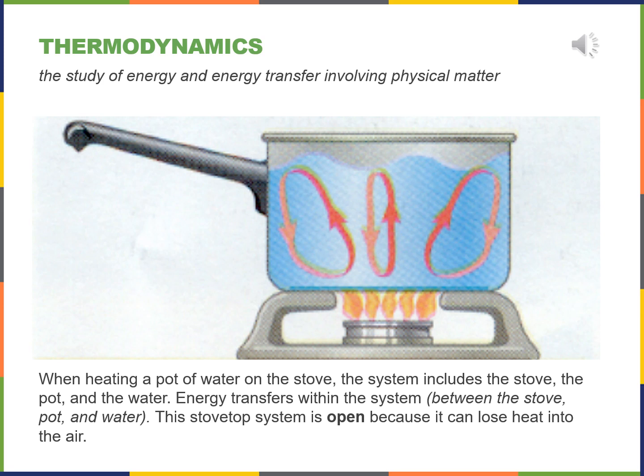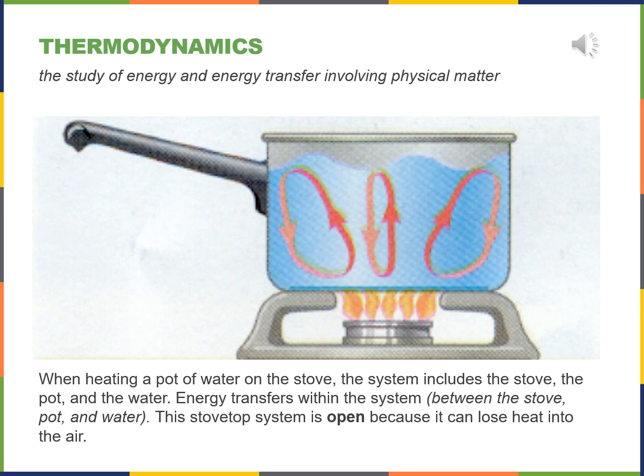The matter, and its environment relevant to a particular case of energy transfer, are classified as a system, and everything outside that system is the surroundings. For instance, when heating a pot of water on the stove, the system includes the stove, the pot, and the water. Energy transfers within the system, between the stove, pot, and water.